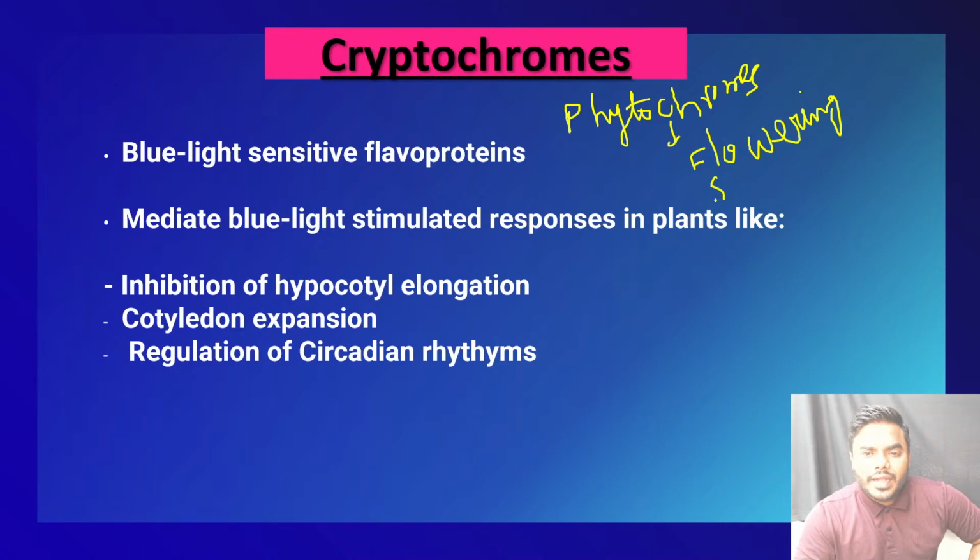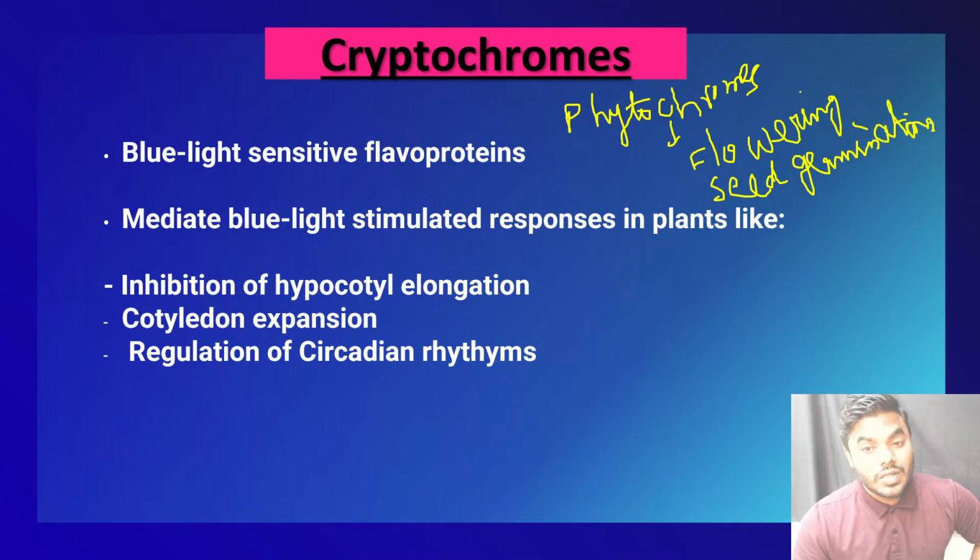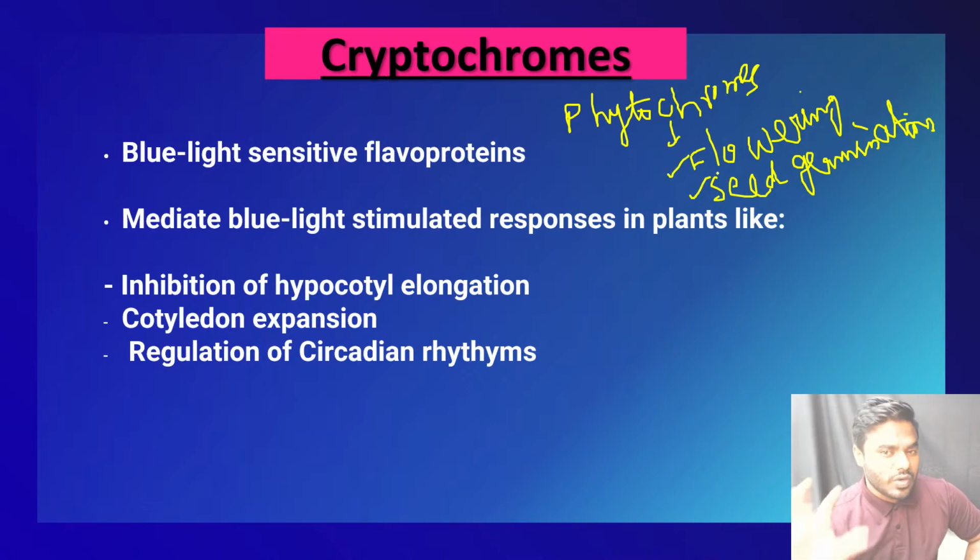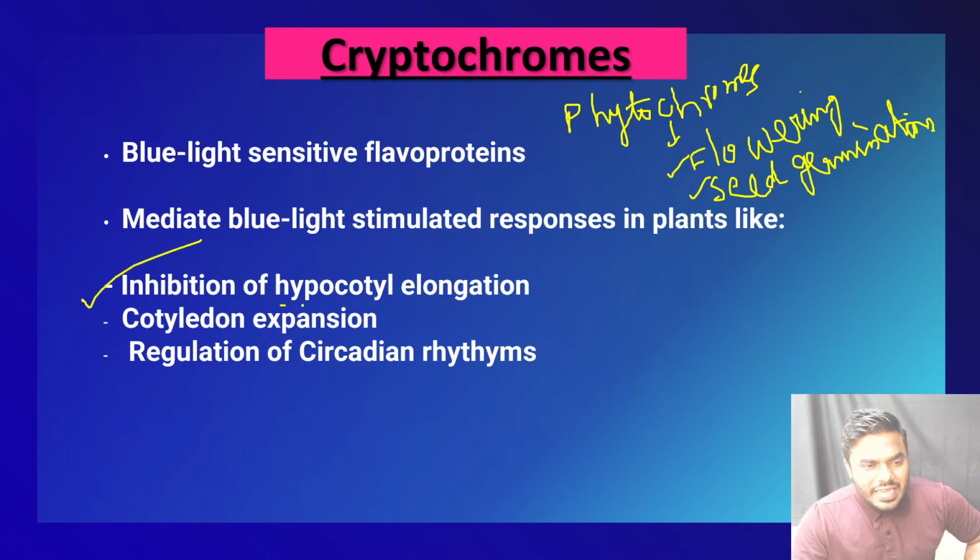Of course, true point. We also studied that phytochrome is also required for the process of seed germination. This is what I told you. Now every student, listen to my words. Why is cryptochrome required in the plant body? Everyone listen. It is required for inhibition of the hypocotyl elongation.